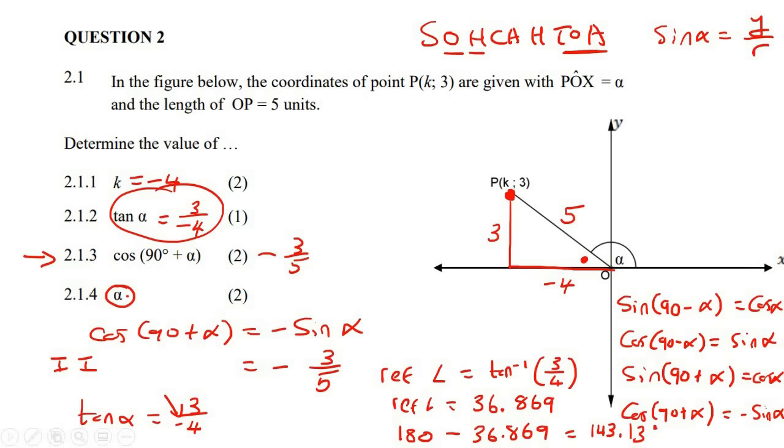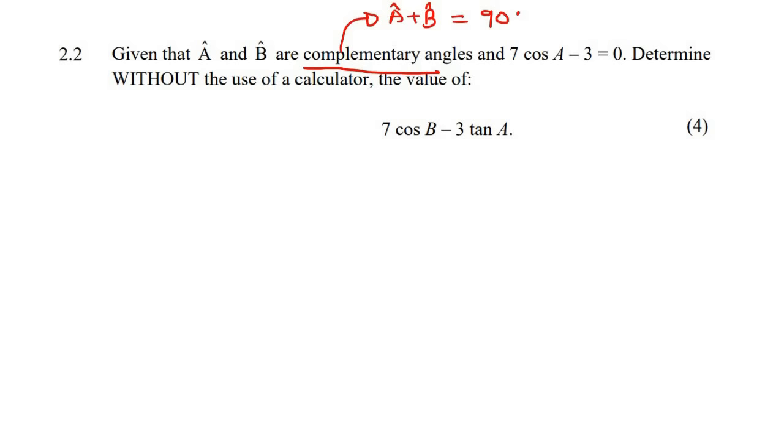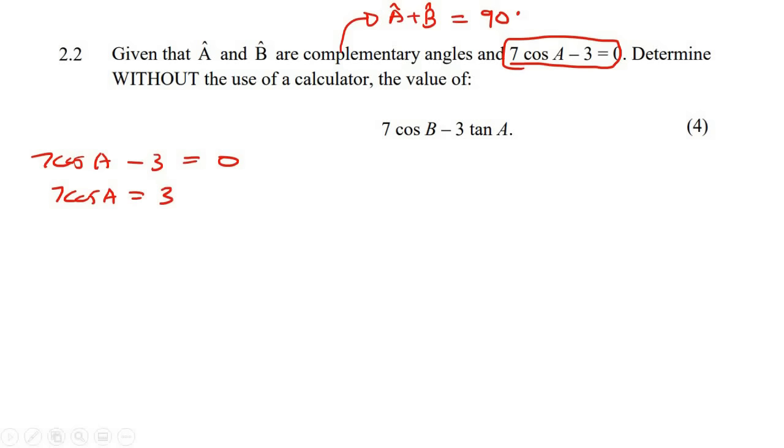Here it says that given that A and B are complementary means that A plus B will add up to 90 degrees. If it was supplementary, then it would be 180. Here they say that 7 cos A minus 3 is 0. Then it says determine 7 cos B minus 3 tan A. So we take this expression and work out what cos A would be. We say 7 cos A minus 3 is 0. Get 7 cos A alone by taking the 3 over. Then divide everything by 7.